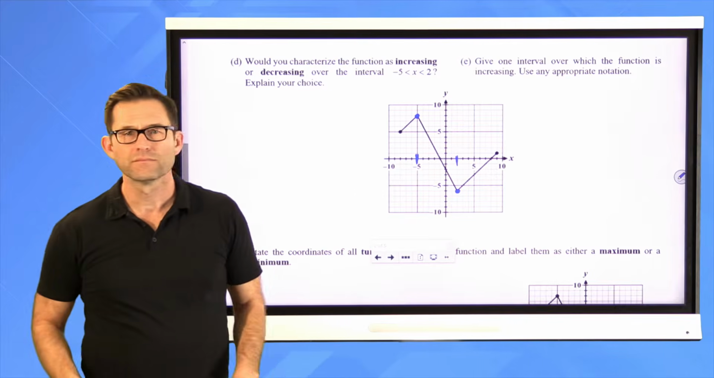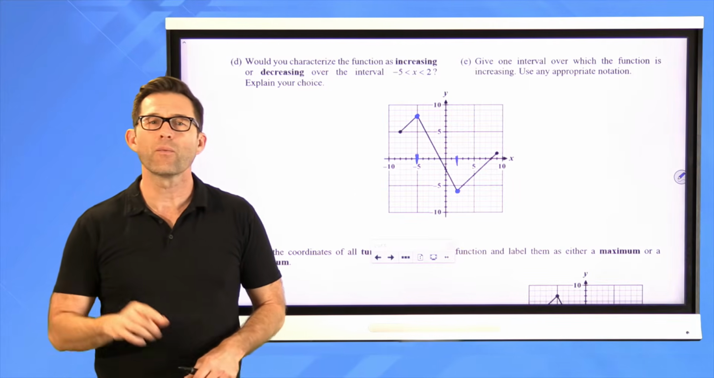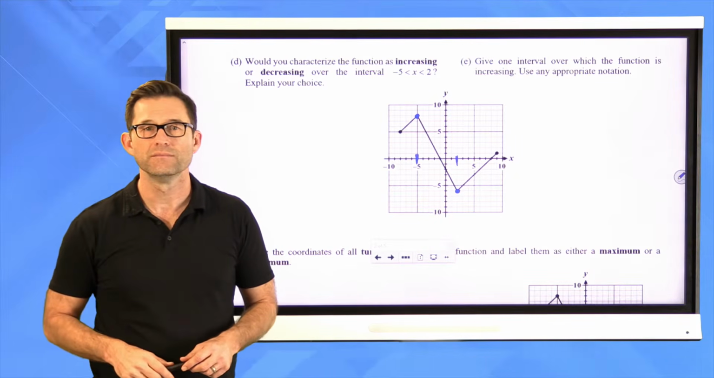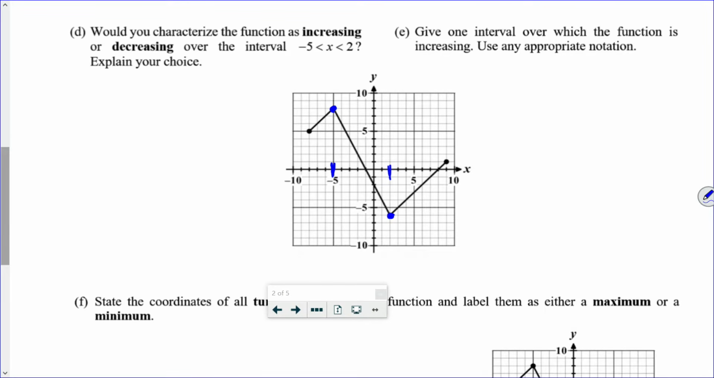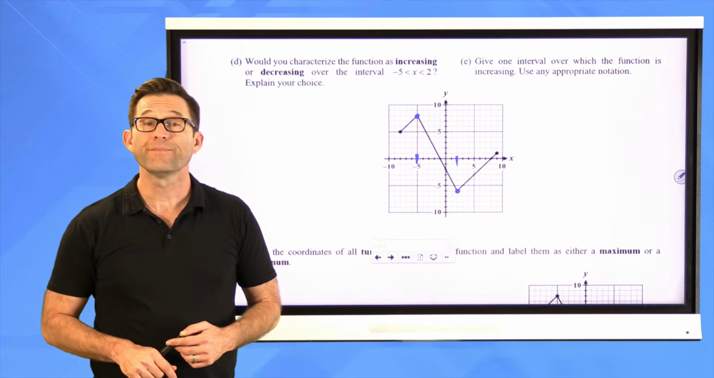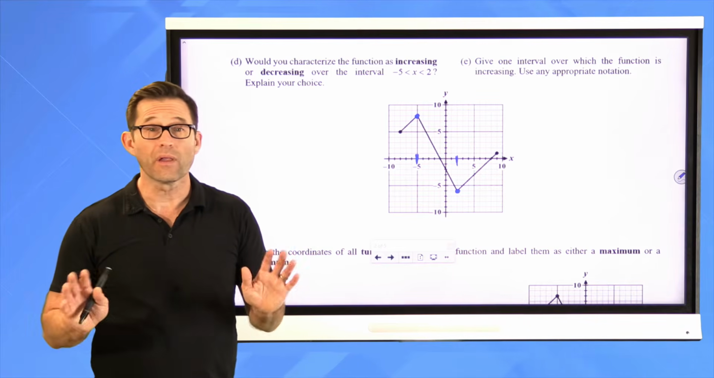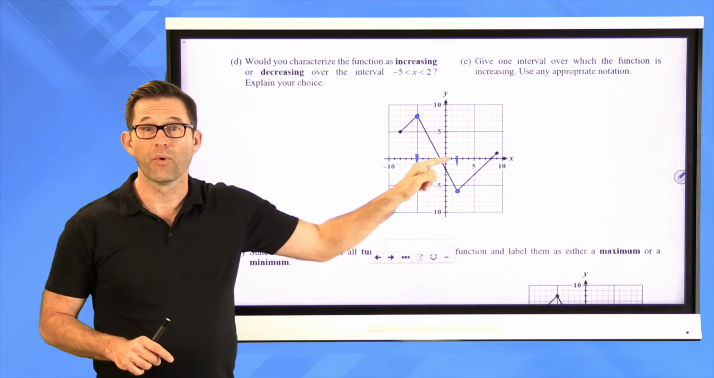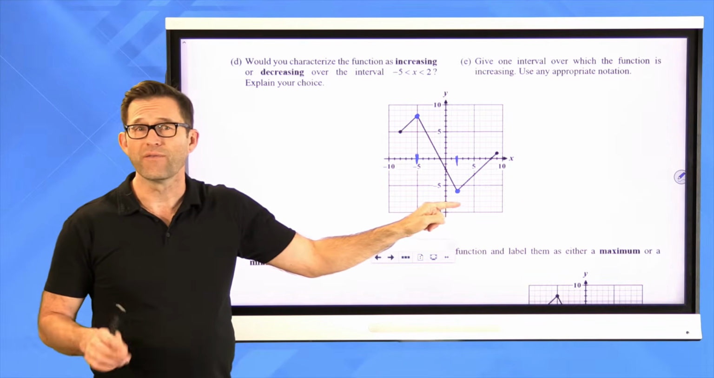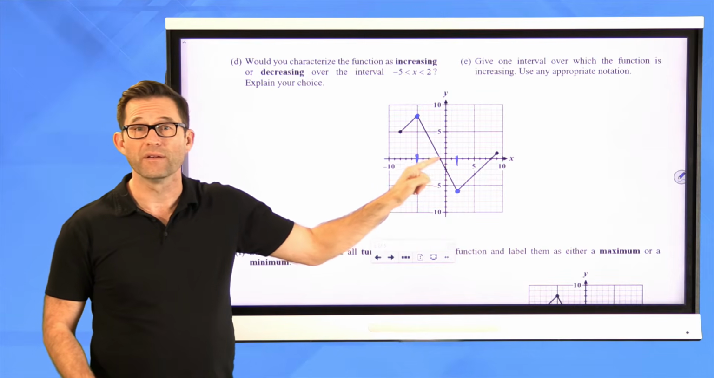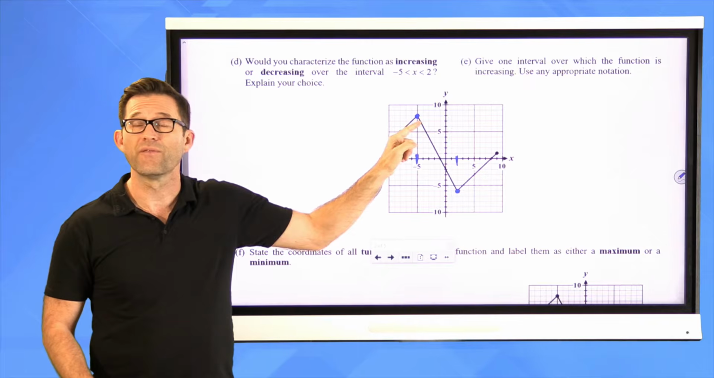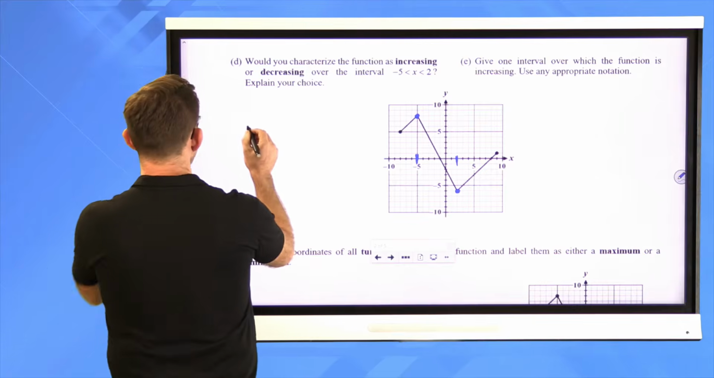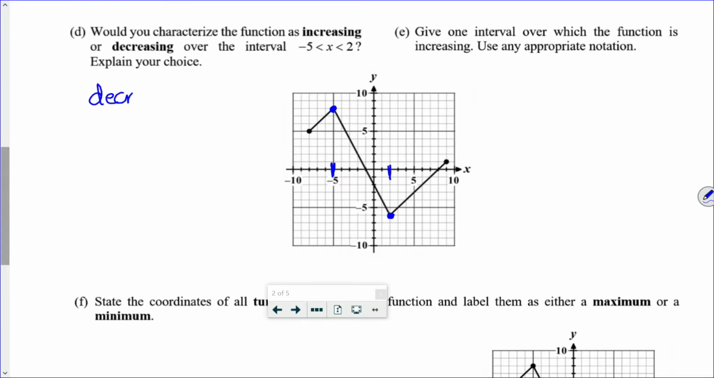Well, what do you think? Pause the video and write down whether you think that the function is increasing or decreasing over that interval. Well, some of you might very logically say, well, it depends on how you look at it. If you go from this point to this point, right, you're going downhill, so the function is decreasing. But if you go from this point to this point, you're going uphill, so the function is increasing. But the correct answer, since it can be only one, is that the function is decreasing.